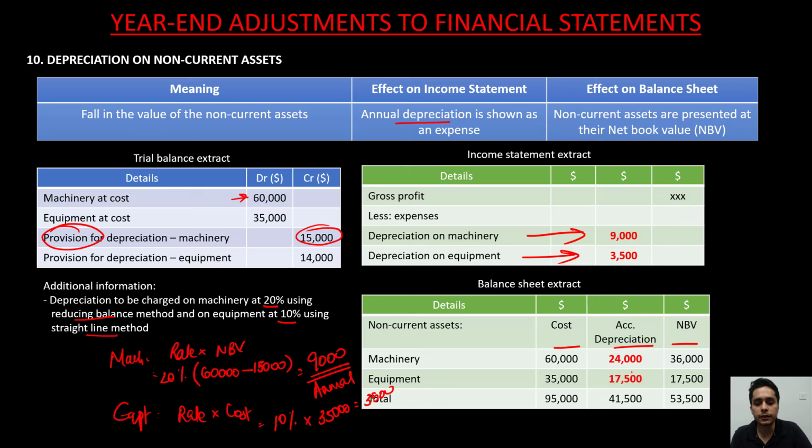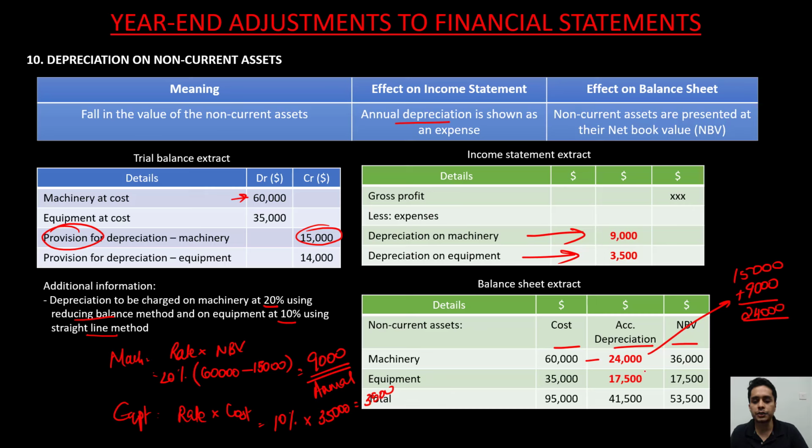But for our accumulated depreciation, the provision for depreciation shown in the trial balance as 15,000 is the previous year's depreciation, accumulated depreciation till the previous year. We've provided additional 9,000 depreciation in the current year. So what will be the accumulated depreciation in total, considering 15,000 and 9,000? Obviously this will be 15,000 until last year plus 9,000 current year's depreciation, so total 24,000. And that's how we get 24,000 accumulated depreciation. Net book value will obviously be 60,000 minus 24,000, 36,000.